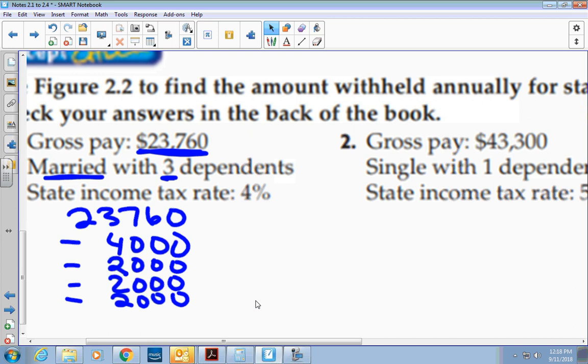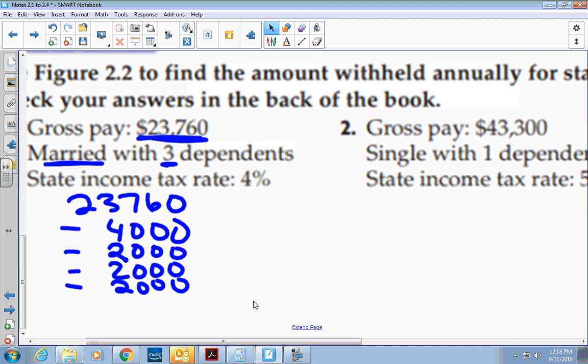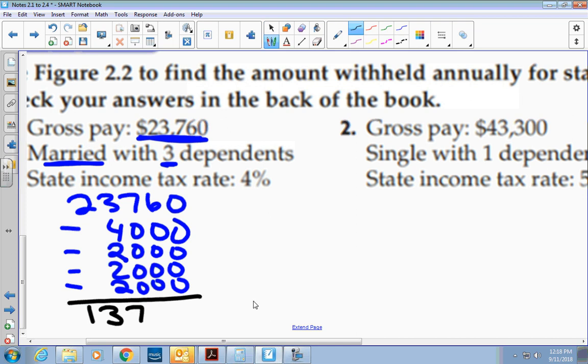So we subtract out: 23,760 minus 4,000 is 19,760, minus 2,000 is 17,760, minus 2 more thousands is 15,760, minus 1 more 2,000 is 13,760. This is the amount we're paying taxes on. We're only paying taxes on the 13,760.